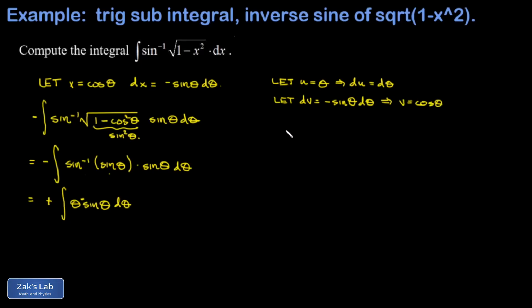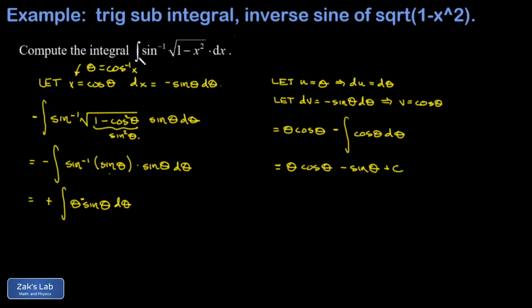All right, so we apply the integration by parts formula, and I start out with u times v, that's theta cosine theta, minus the integral of v du. And the integral of the cosine function is just the sine function. So I arrive at theta cosine theta minus sine theta plus c, but we're not done yet because we have to rephrase this answer in terms of the original variable x. So we go back to our substitution, x equals cosine theta, and this means theta is the angle whose cosine is x. In other words, the inverse cosine of x.